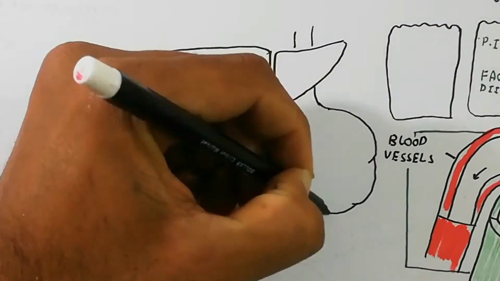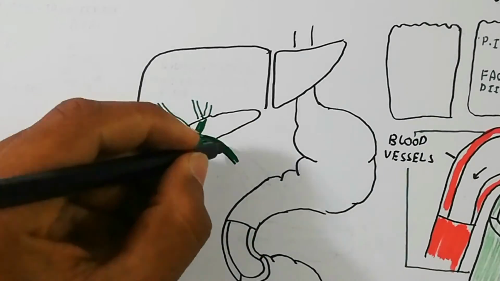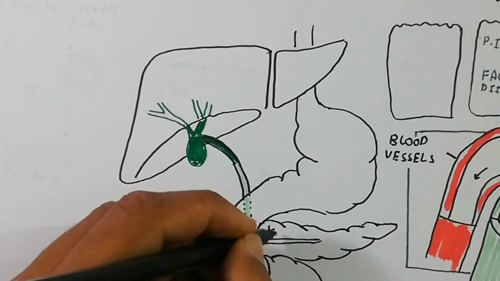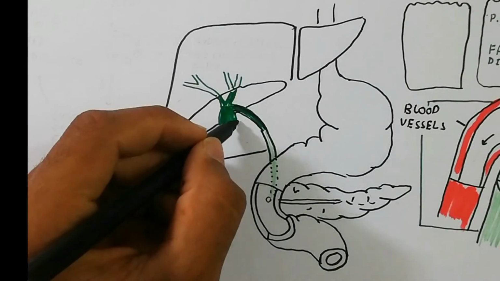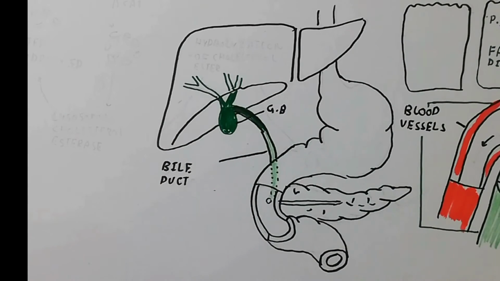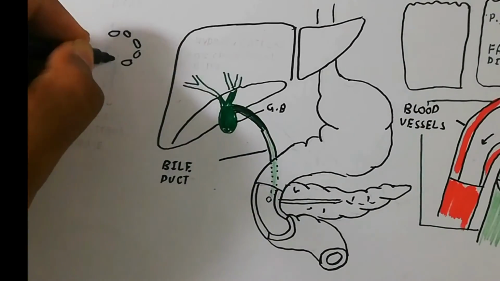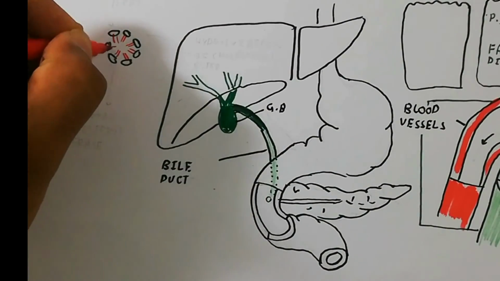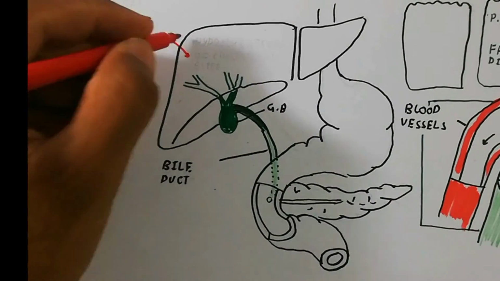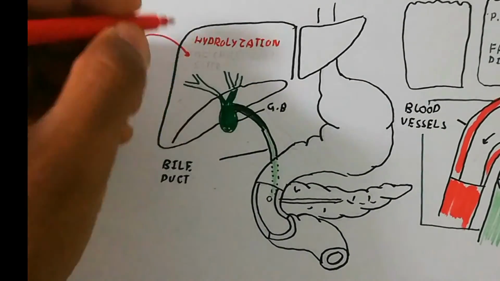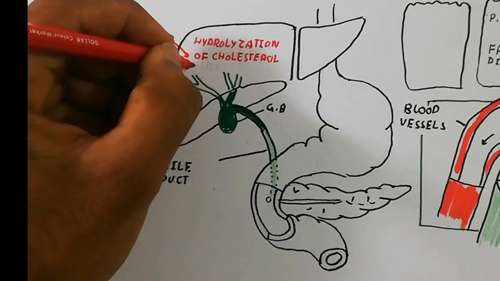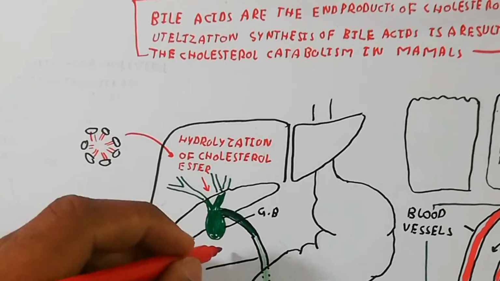Here is the liver, composed of the bile and gallbladder, and the bile duct opens into the duodenum, and the lipase enzyme is produced from the pancreas. Both act to emulsify the fat. Remember that emulsification of fat is due to the lipase enzyme produced from the pancreas, and the bile, which contains bile acid, is produced from the gallbladder. Bile acid is the end product of cholesterol.